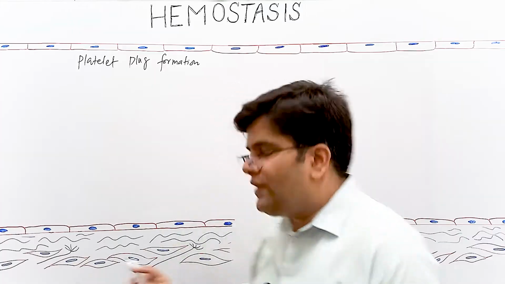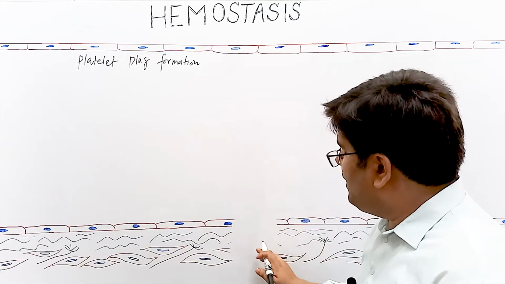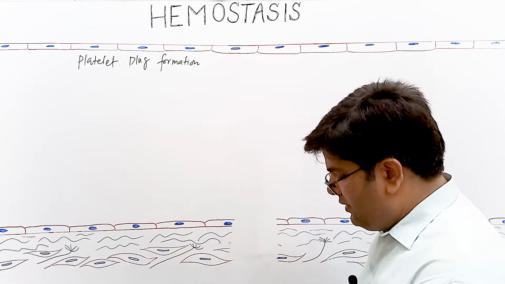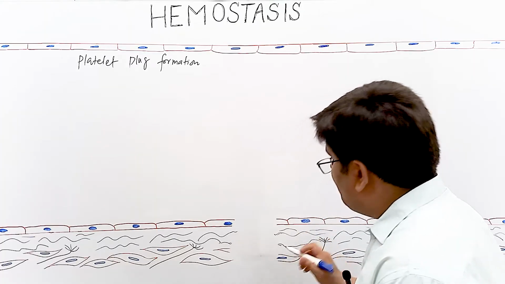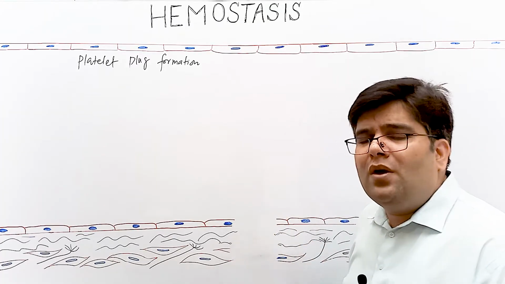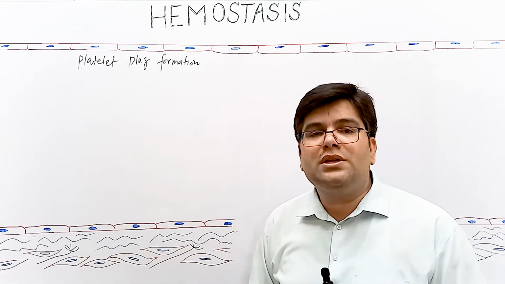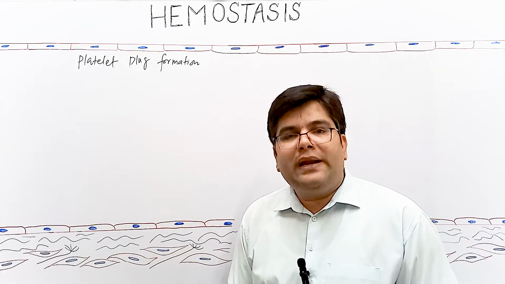When there is damage to this vessel wall, platelets from the vascular lumen come and attach to the collagen which is exposed here. You can see here, just below the damaged endothelium, there is collagen, subendothelial collagen. So platelets come and attach here to this collagen. Why do platelets normally not attach to the vascular wall? It is because the vascular endothelium, which is smooth, repels the platelets.